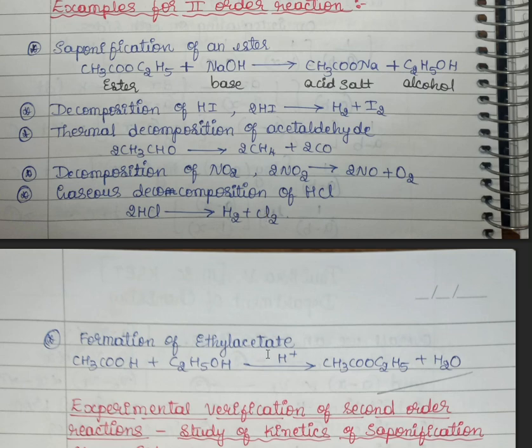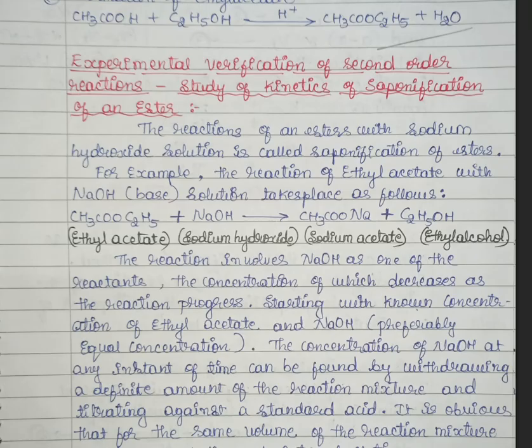Next is the formation of ethyl acetate. CH3COOH, acetic acid, plus ethanol gives ethyl acetate plus water.